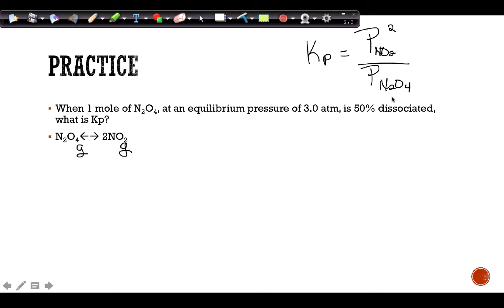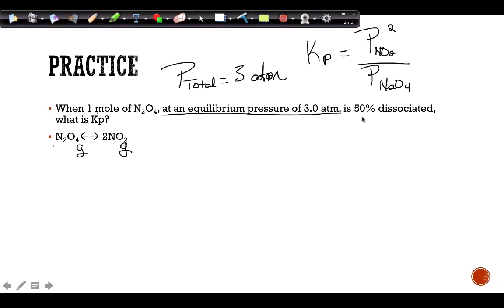to the first. All right, so in order to get Kp, I have to have the partial pressure of this and the partial pressure of this. Well, it gives me an equilibrium pressure of 3 atmospheres. This is not the partial pressure of this or this. It is telling me the total pressure at equilibrium is 3 atmospheres. All right, so I know that at equilibrium, my total pressure is 3 atmospheres. Well, it also tells me that I'm starting off with 1 mole of my reactant, and it's 50% dissociated.